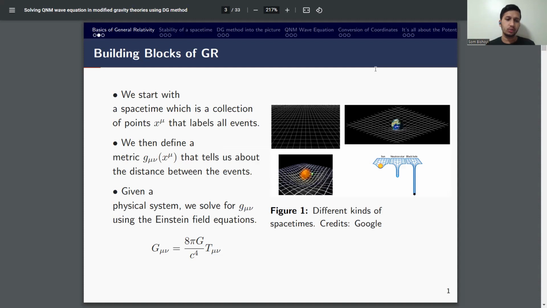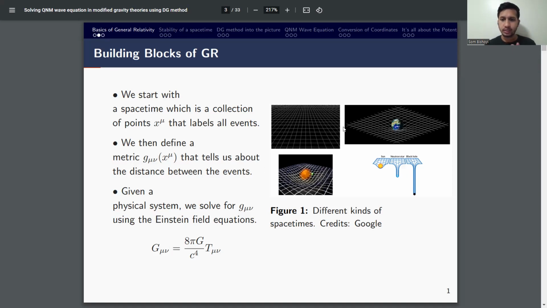Now, once we have defined the notion of a metric, when we are given a physical system, what we can do is we can solve for this metric from the Einstein field equations, as you can see on the screen here, given by G mu nu equals 8 pi G by c to the power 4 T mu nu, where c and G are the constants. G is Newton's constant and c is the speed of light.